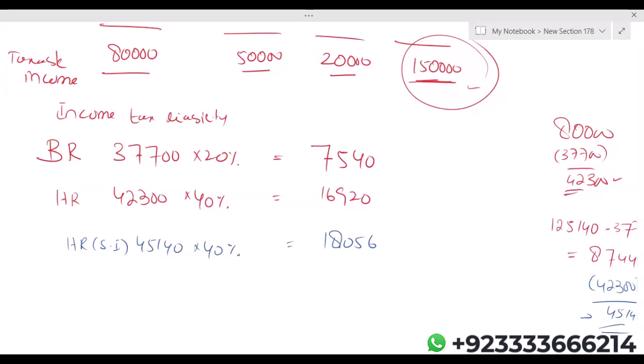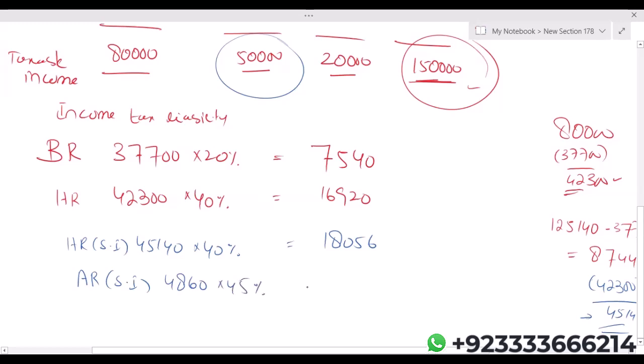Now obviously additional rate band. Out of 50,000 saving income, 45,140 we have taken in higher rate. So the remaining income falls in additional rate, where applicable tax rate is 45%. From 50,000, I will deduct 45,140. I'm getting 4,860. Applicable tax rate is 45%.